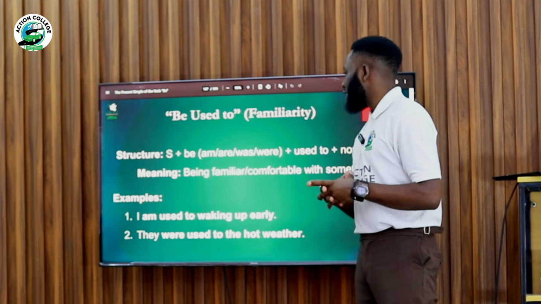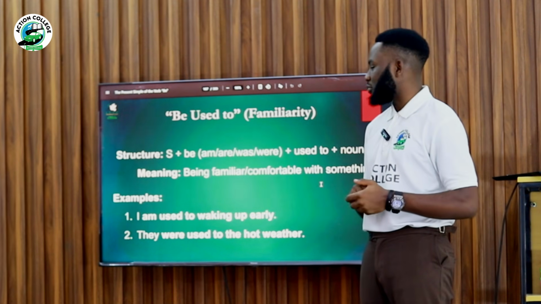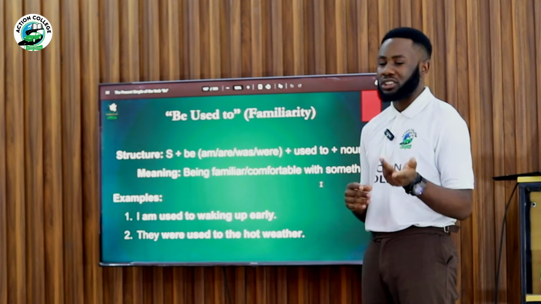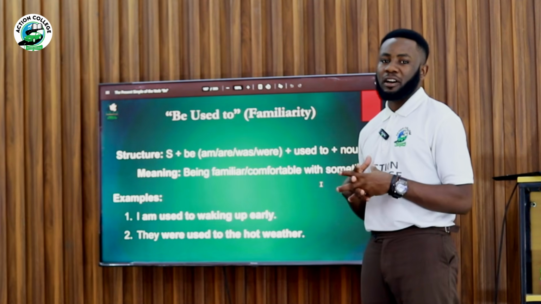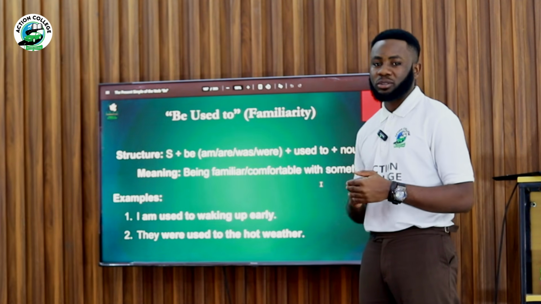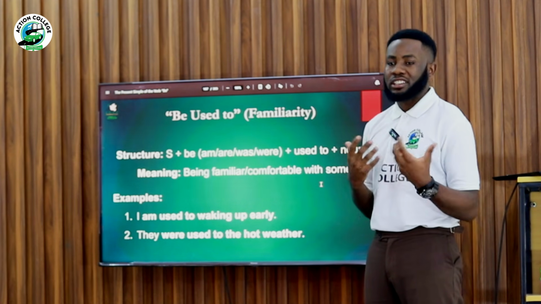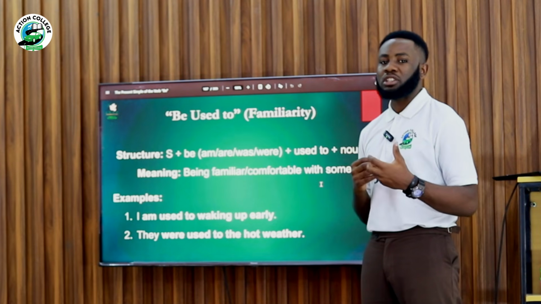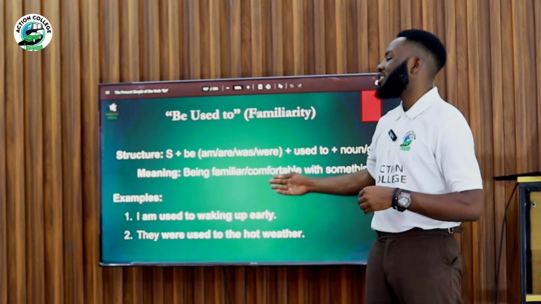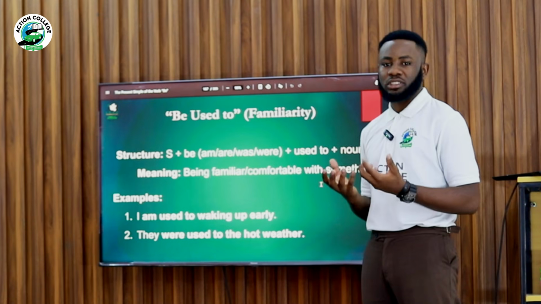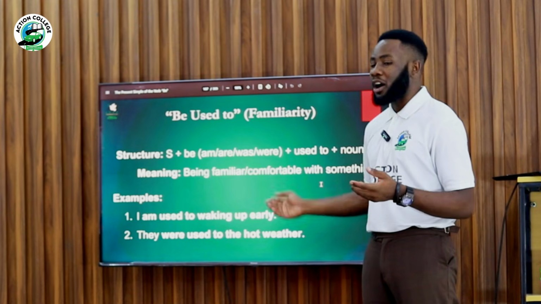Then we have be used to. When we try to explain the meaning of this and when it is used, there is something that we mean by being familiar with something. Being familiar with something is being accustomed to that thing. You really have the sense of adaptation, of being familiar with something that you're going to talk about. And you bring the sense of being comfortable. That thing is not a discomfort when you are in it or when you are doing it, but you are comfortable.